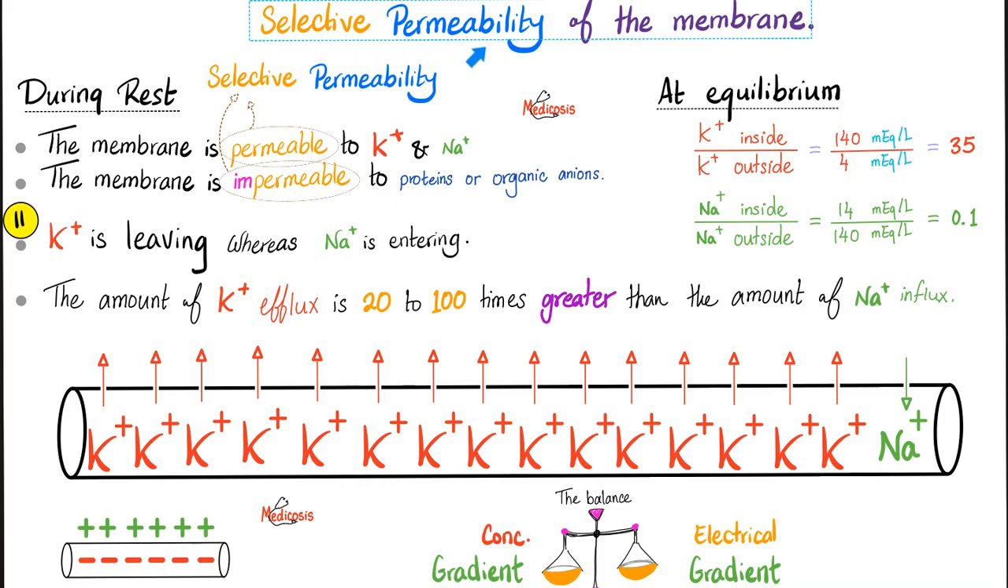Can you tell me what you mean by selective permeability? Sure, it's a permeability that happens to be selective. No kidding. What do you mean? I mean the membrane is permeable to certain things, but impermeable to other things. This is selective permeability. The membrane is permeable to potassium, and some sodium, and it's impermeable to proteins, organic anions, and those big substances.